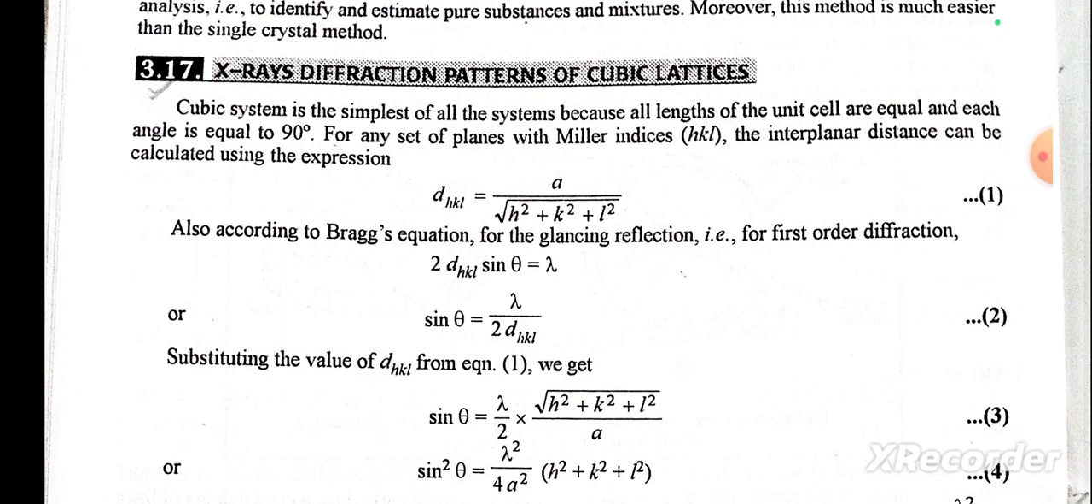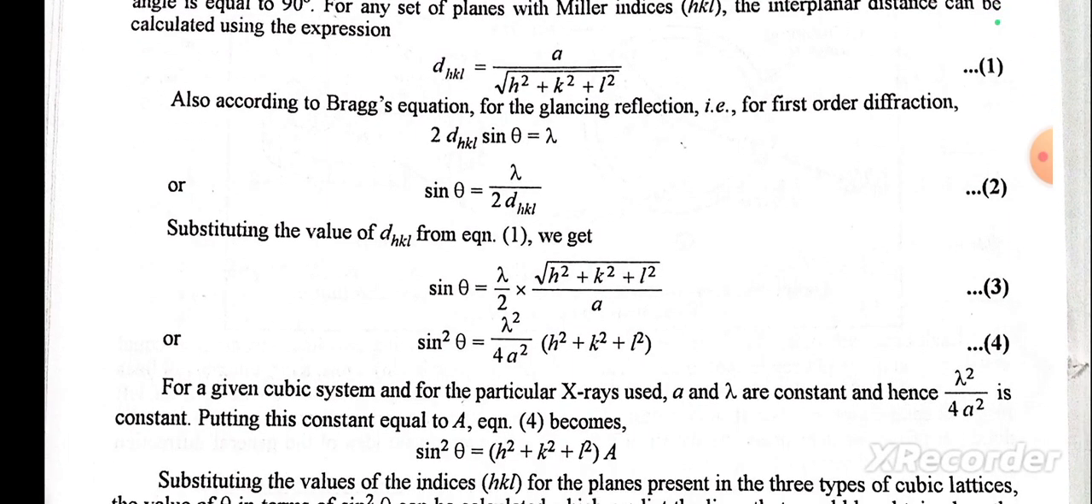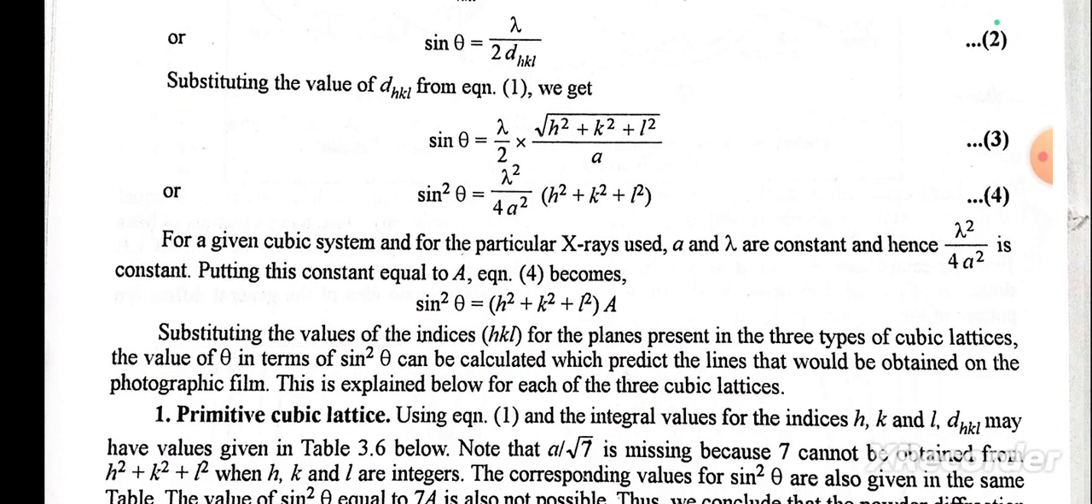Diffraction pattern of cubic lattice. The cubic system is the simplest of all systems because all the lengths of the unit cell are equal and each angle is equal to 90 degrees. For any set of planes with Miller indices hkl, the interplanar distance can be calculated using the expression d_hkl is equal to a by under root h square plus k square plus l square. According to Bragg's equation, for first order diffraction, sine theta is equal to lambda by 2 d_hkl.